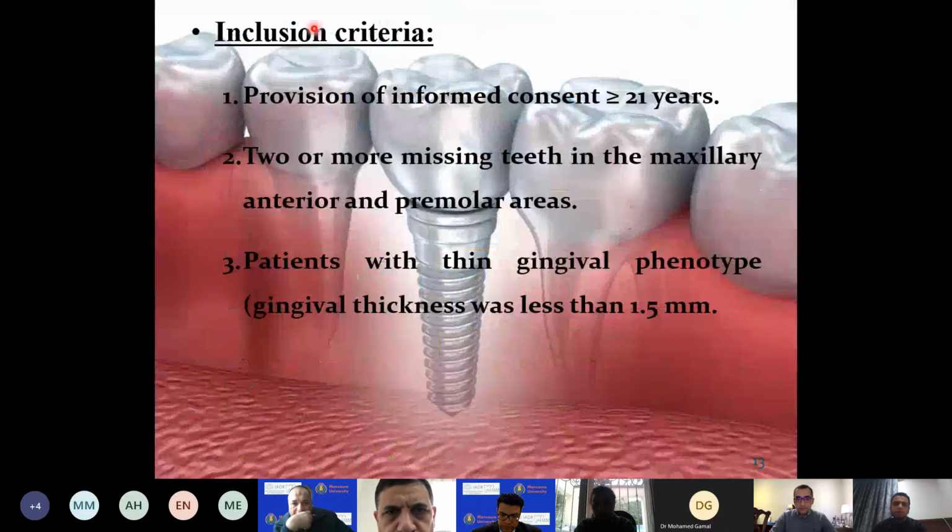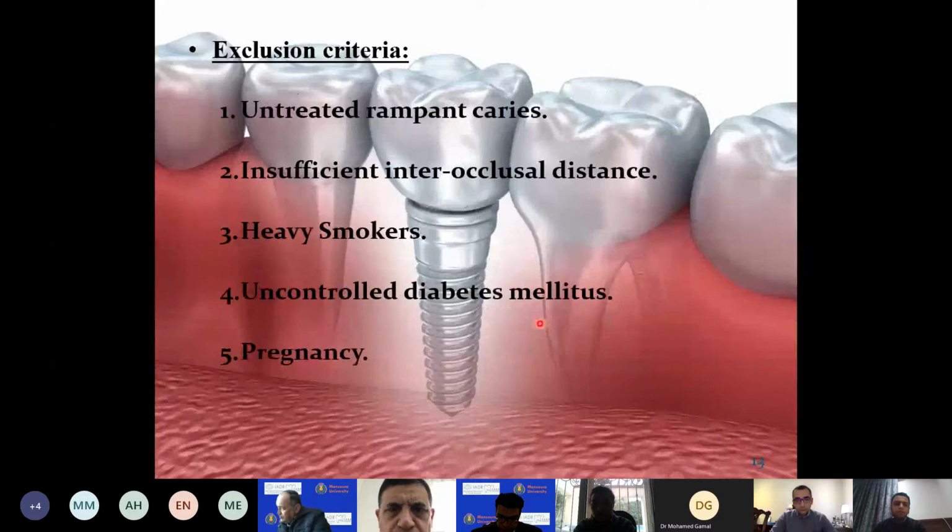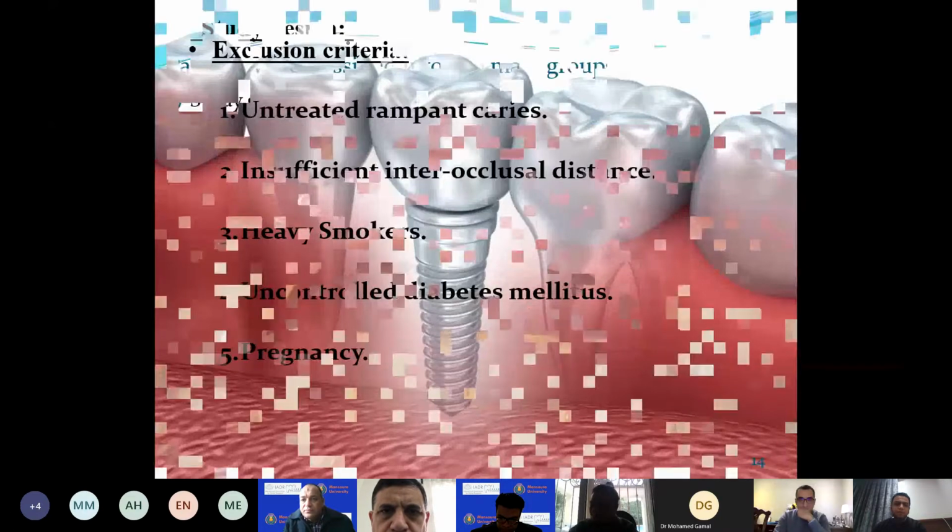Inclusion criteria: provision of informed consent, more than 21 years old, two or more missing teeth in the maxillary anterior and premolar area, and patients with thin gingival phenotype, with gingival thickness less than 1.5 millimeters. Exclusion criteria: untreated rampant caries, insufficient interocclusal distance, heavy smokers, uncontrolled diabetes mellitus, and pregnancy.